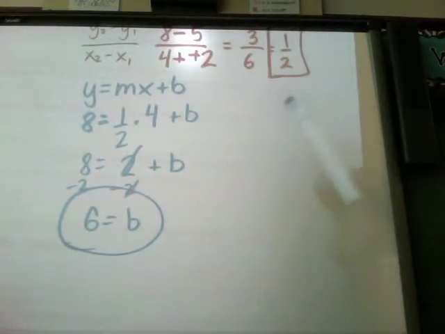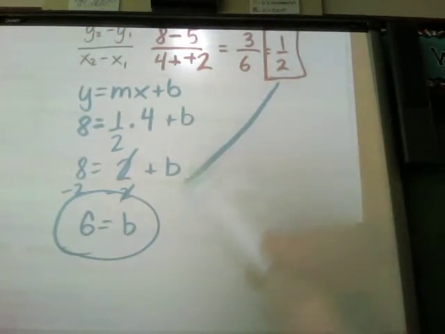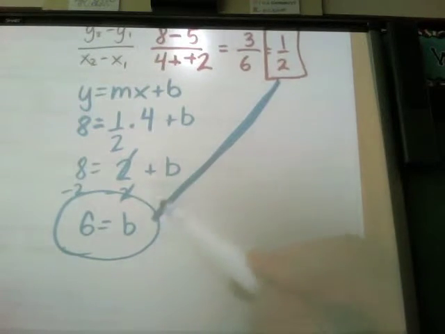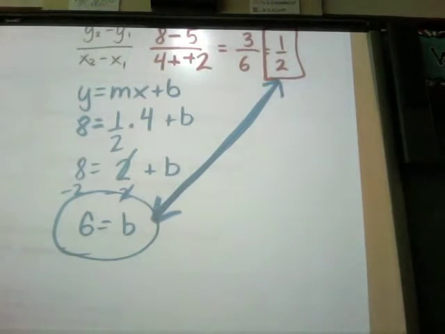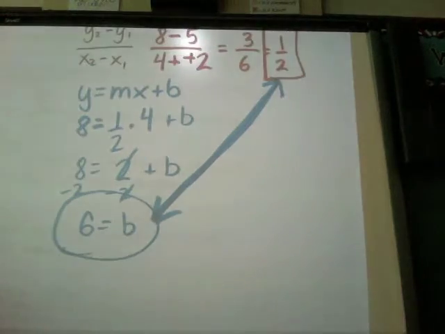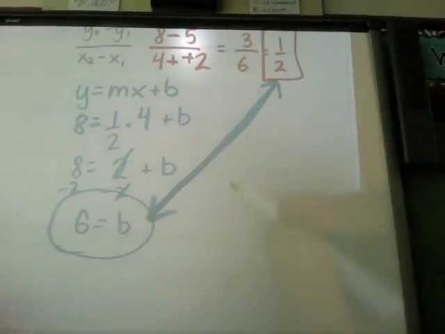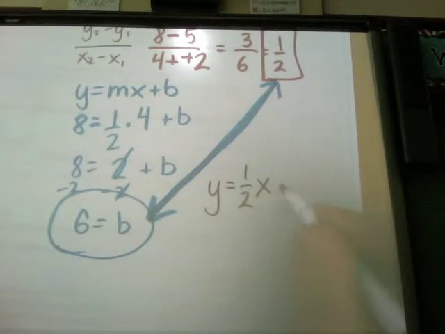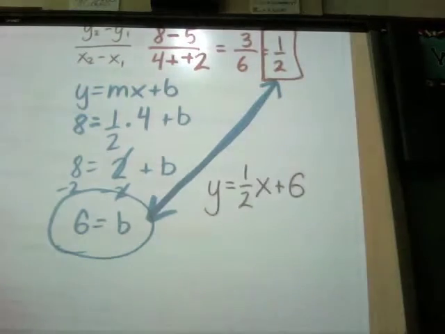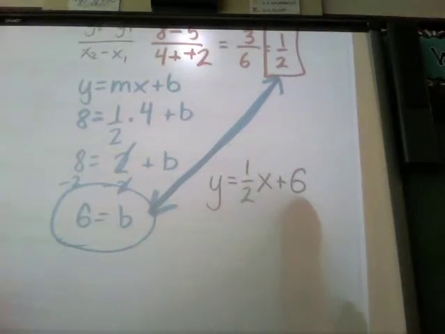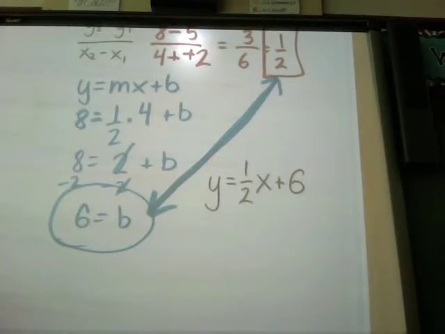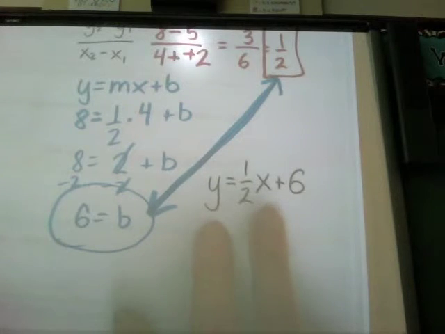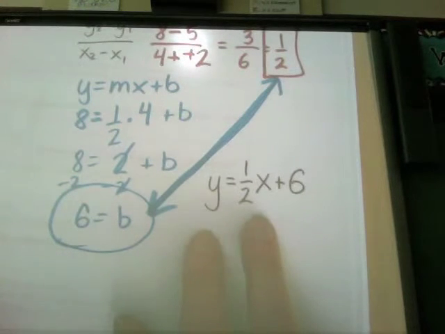I've got my M up here. I've got my B. These two parts here, I need both. And now I just plug them into my equation. Final equation, we use y equals mx plus b. 1/2 for m, 6 for b. Remember that a slope-intercept equation always keeps the x and the y in its equation, because that means we could plug the x and the y value from any point into this, and it would make a true statement.